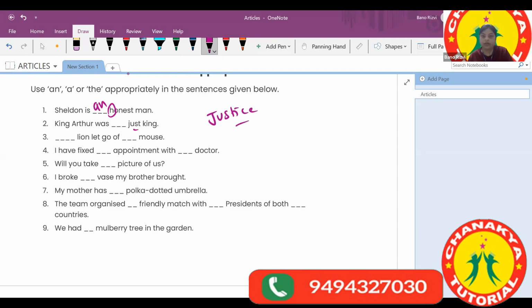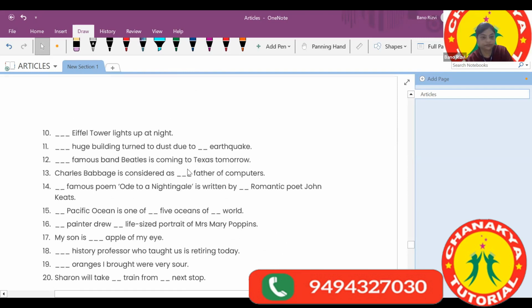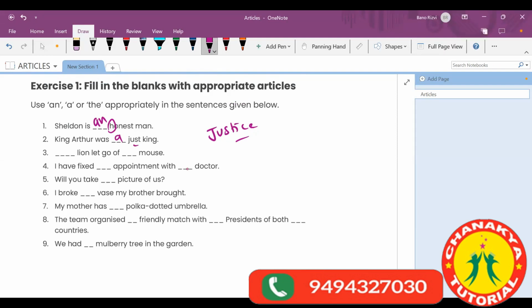Just does not mean only. Give me the answer. Ma'am, I'm not sure. King Arthur was a just king. He will practice justice. Next, third one. The lion let go of the mouse. Good.